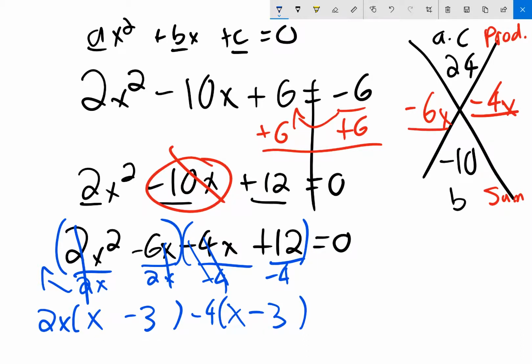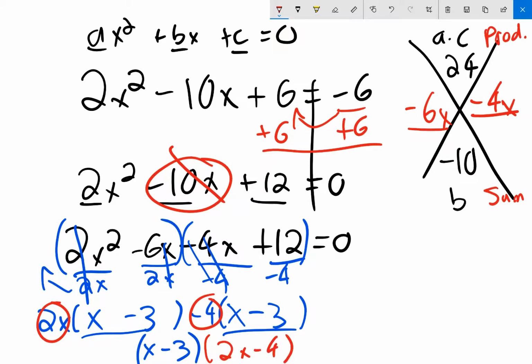Now, same thing as before, these two groups match, so that's going to be one of the factors we're going to write down, x minus 3. The other factor is what's remaining outside of those parentheses, which is 2x minus 4. So there you go, there are your two factors. Remember, this is set equal to 0. So now all you've got to do is set each of those binomials equal to 0 and solve them.